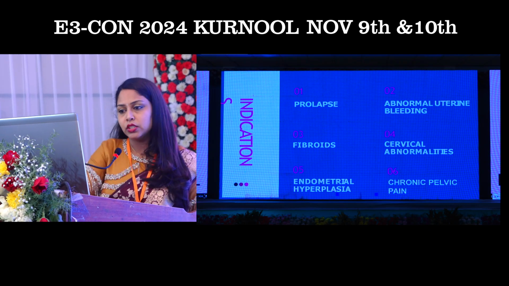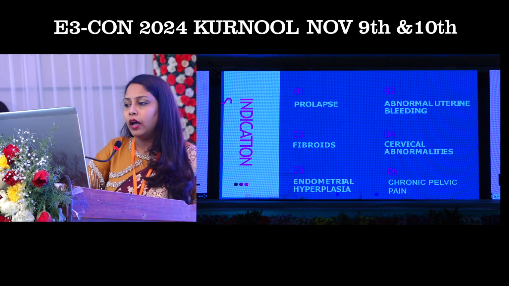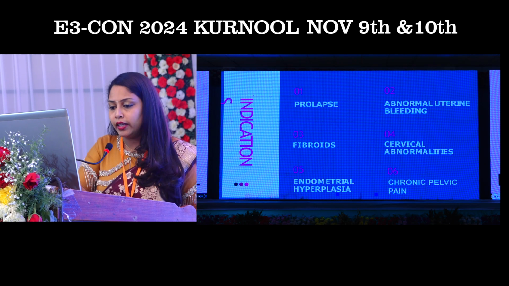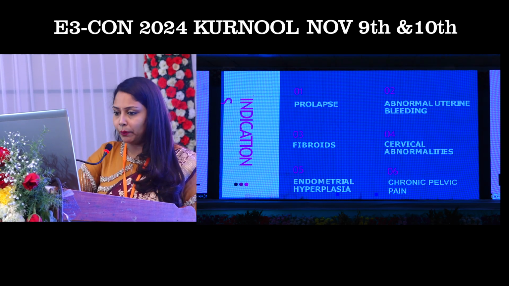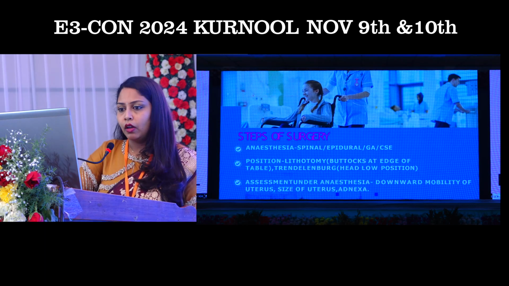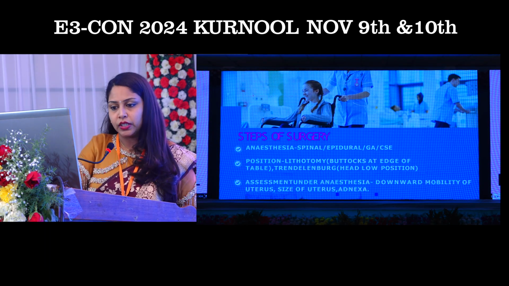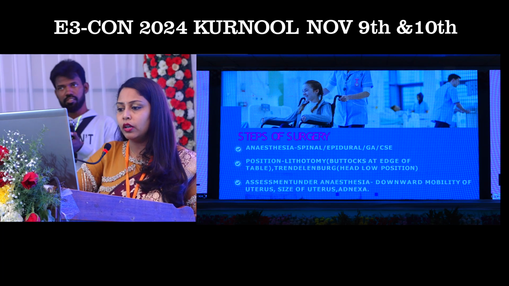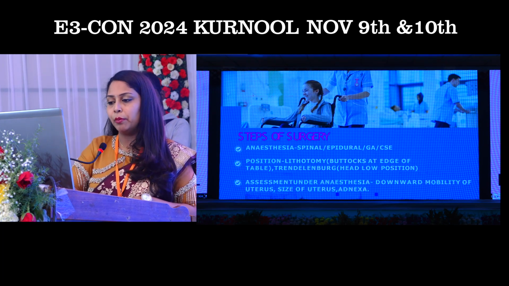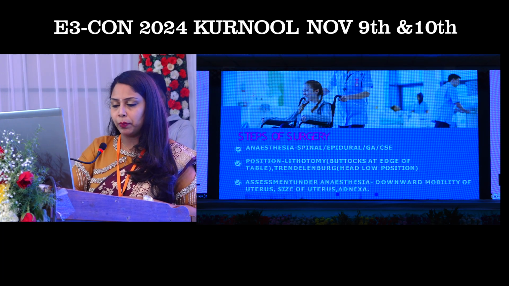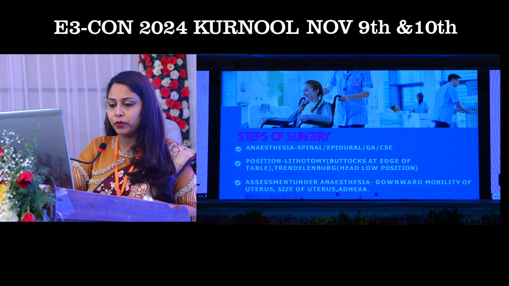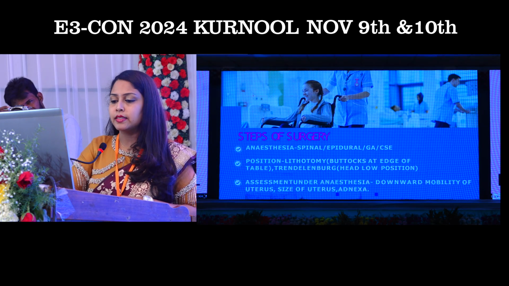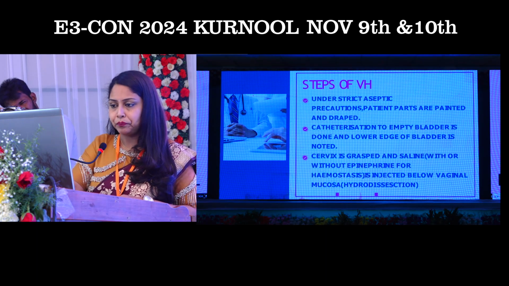What are the indications for vaginal hysterectomy? Prolapse, abnormal uterine bleeding, fibroids, cervical abnormalities, endometrial hyperplasia, and chronic pelvic pain. What are the steps of surgery? First, anesthesia. It may be spinal, epidural, or general, and it can also be combined spinal and epidural. Position: we prefer lithotomy position and Trendelenburg position. And assessment under anesthesia: downward mobility of the uterus, size of the uterus, and also the adnexa.